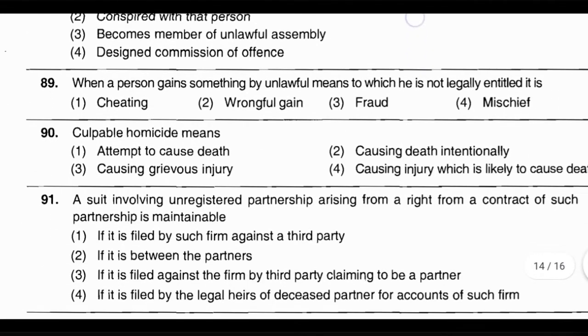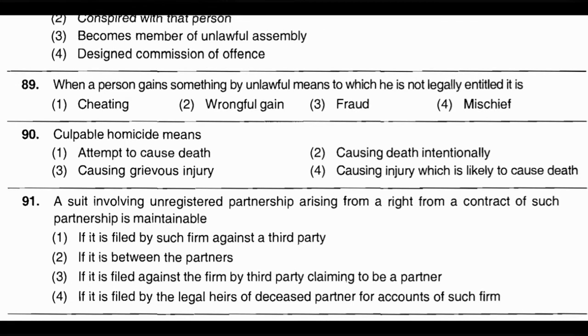Now question number 89. When a person gains something by unlawful means to which he is not legally entitled, it is option number 1, cheating. Option number 2, wrongful gain. Option number 3, fraud. Option number 4, mischief. And the correct answer is option number 2, wrongful gain.